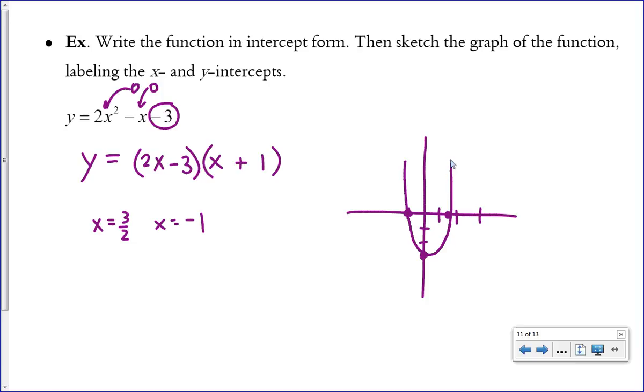connect the dots. Note that the vertex is somewhere halfway between -1 and 3 over 2. I don't actually have the vertex labeled. This point here, the y-intercept, is not the vertex. The vertex was actually just a little bit past it. But the vertex is going to be halfway between wherever your two x-intercepts are.